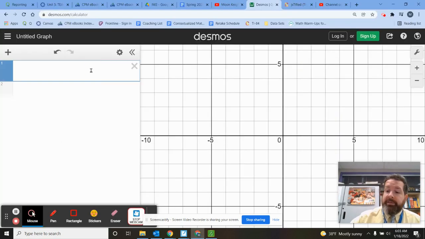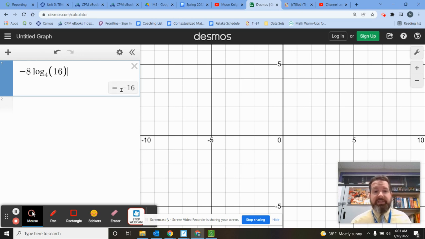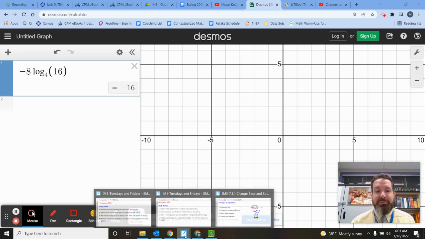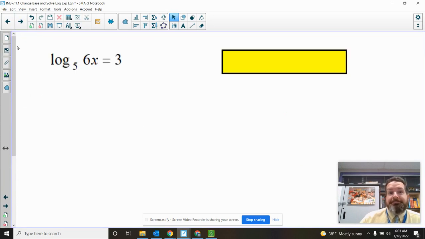So if I come here and I do negative 8 log and then underscore base 4 of the number 16, I hope I come up with a negative 16 as a result. We did. We have solved that equation properly. Please don't make that complicated. Get the log by itself, switch to exponential form, and then evaluate what's left. All right, next up, please give this one a look. A quick pause, unpause when you are ready to check.